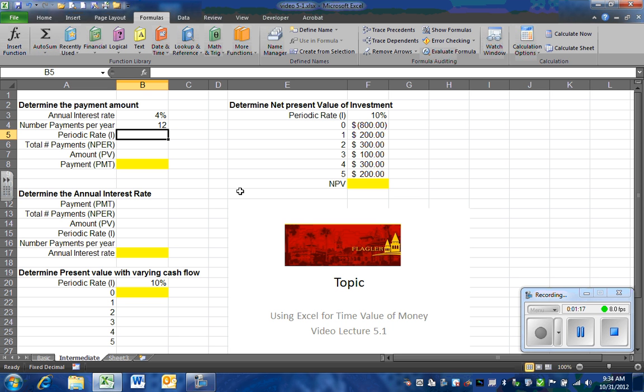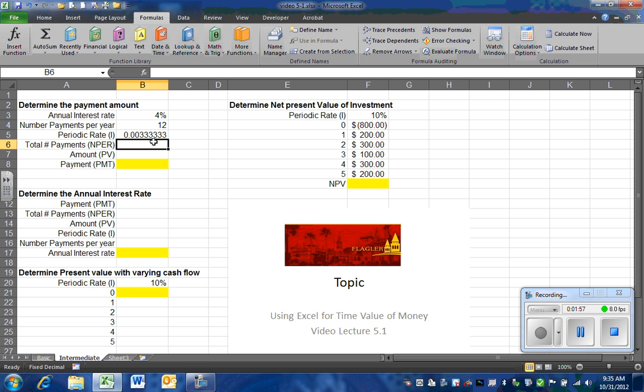To figure out the payment amount, we have to know the periodic interest rate. And the periodic interest rate is our annual rate of interest divided by the number of payments within a period. Since we're talking about monthly payments, we're talking about 12 payments per year. And again, all interest rates, when they're quoted, are quoted on an annual basis. So here is our periodic interest rate. It's less than 1%. It's 0.3%. We'll leave that unformatted.